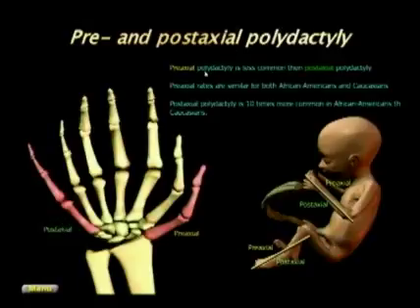Now, pre-axial polydactyly is less common than post-axial polydactyly, and the examples that I've shown you up to now were all post-axial polydactyly. The pre-axial polydactyly rates are similar for both African American and Caucasian, but post-axial polydactyly is 10 times more common in African American than in Caucasian. And so quite often you will have a mom that asks you whether the baby she is carrying has an extra finger, and all of a sudden you didn't pay attention very well. You go back to look at the answer and say, oh yes, it does. And the previous child already had that.